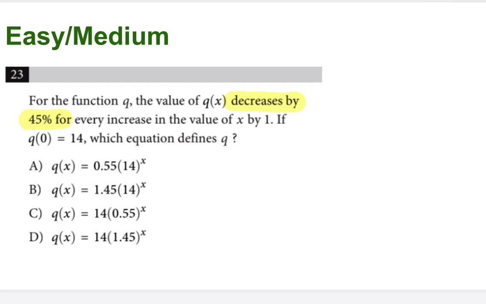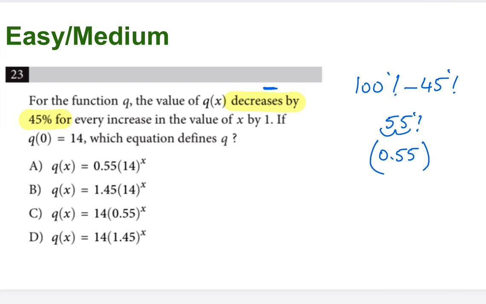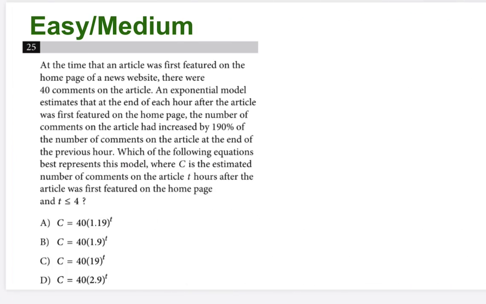Applying our strategy, which is 100%, that's what you need to do. You will write down 100%, it's either plus or minus based on whether it's a decrease or increase. Decrease means you lost, which is minus 45%. So 100% minus 45% gives you 55%. When you change it to a decimal, we get 0.55, because your multiplier is always a decimal, not a percentage. And the only choice with 0.55 as a multiplier is choice C. Pick it and then move on.